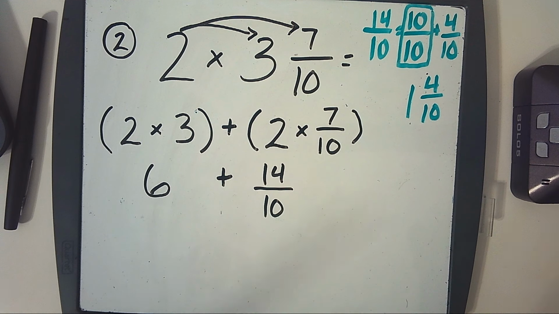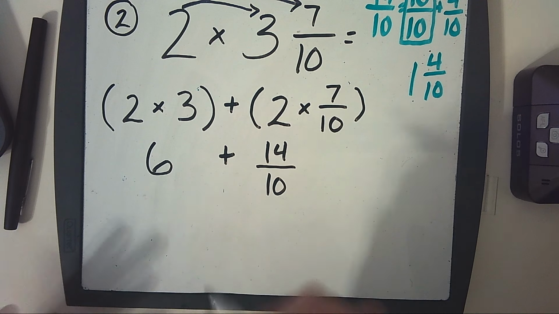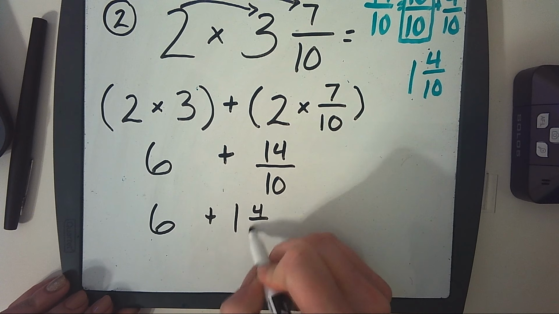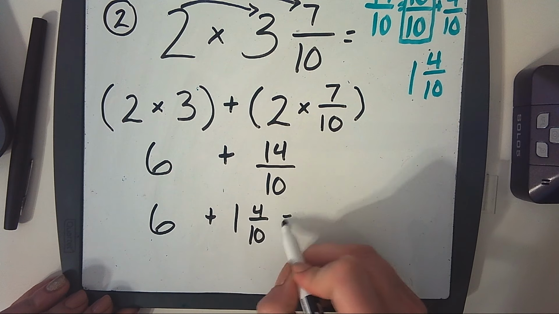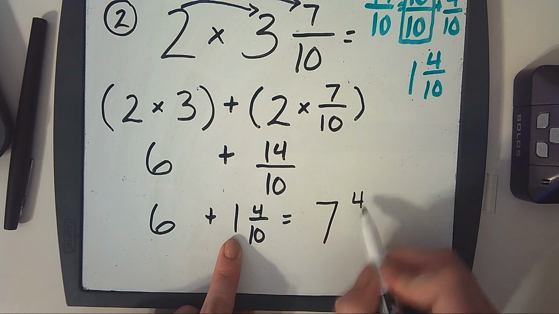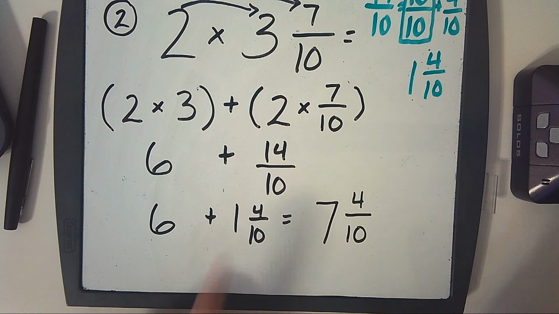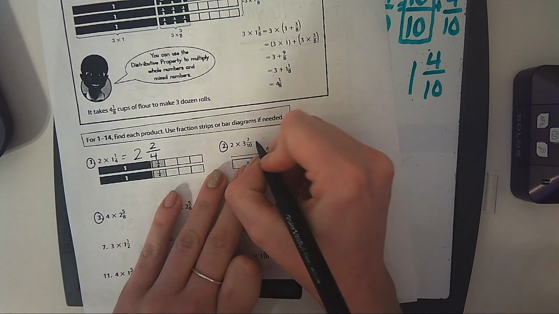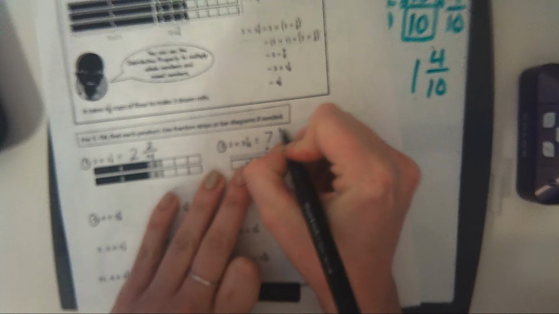So down here, I'm going to change that, and the new equation is 6 plus 1 and 4/10, which equals 6 plus 1 is 7, and stick the fraction next to it. And our answer for number 2 is 7 and 4/10. And I will write that on my paper.